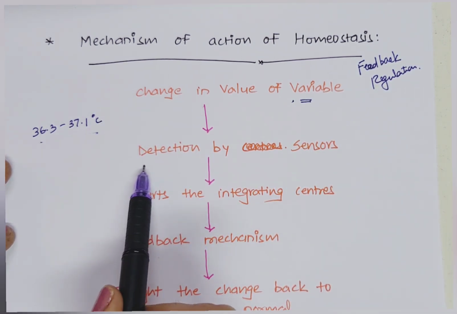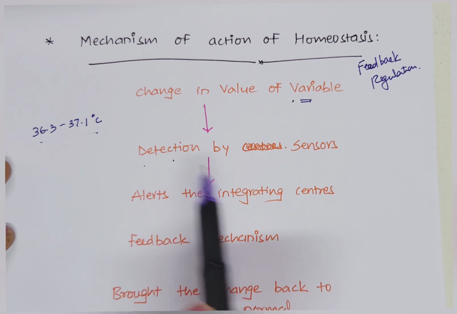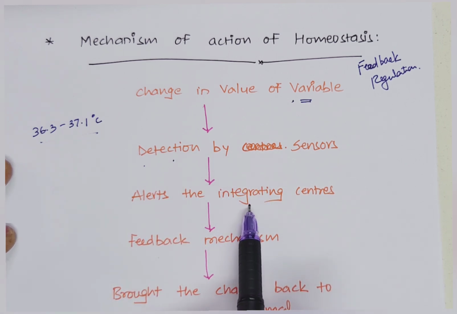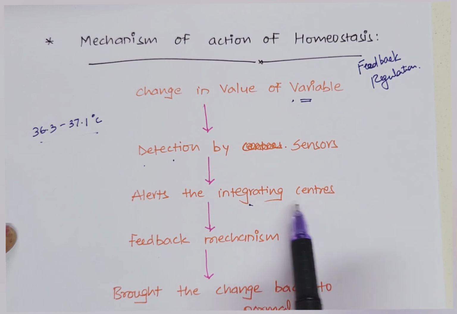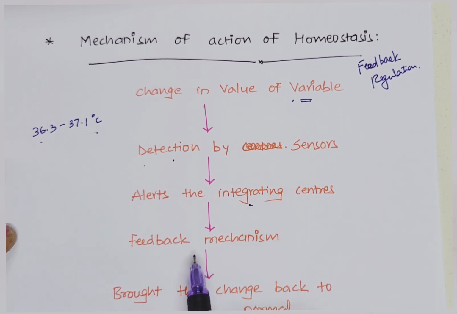it is detected by our senses, and this information is given to the integrating centers. And then after that, these integrating centers, through a feedback mechanism, bring the change back to normal. Okay, so this is the basic mechanism for the action of homeostasis.